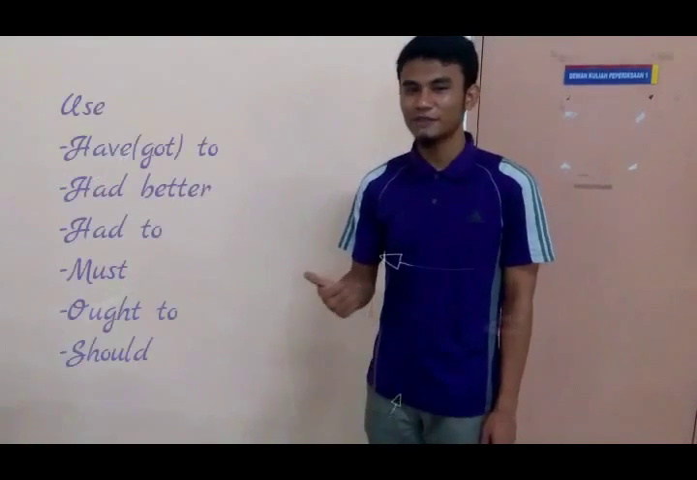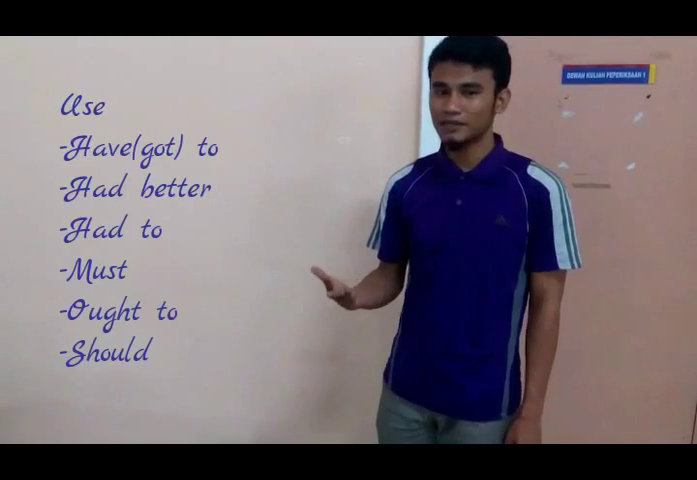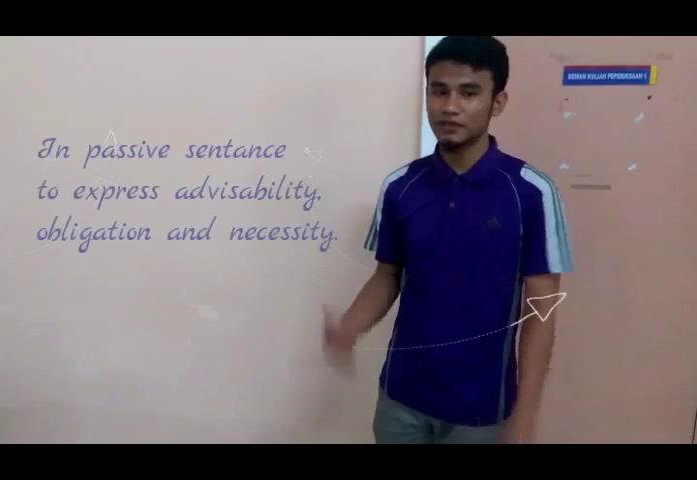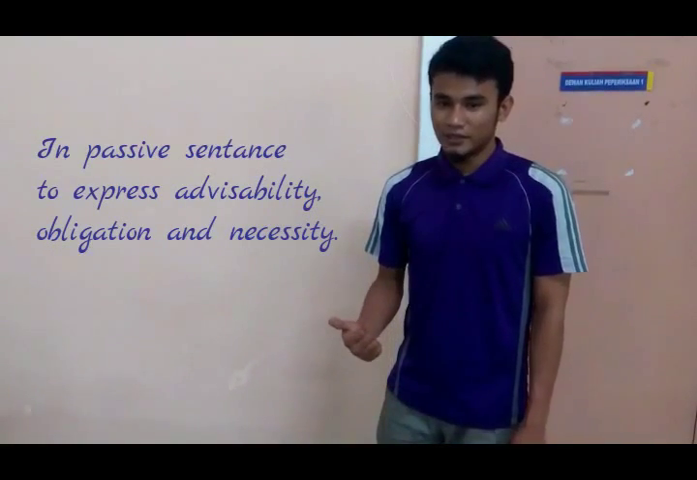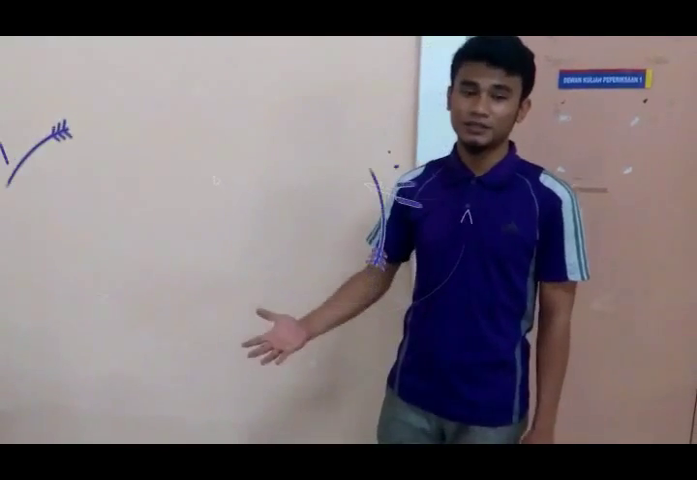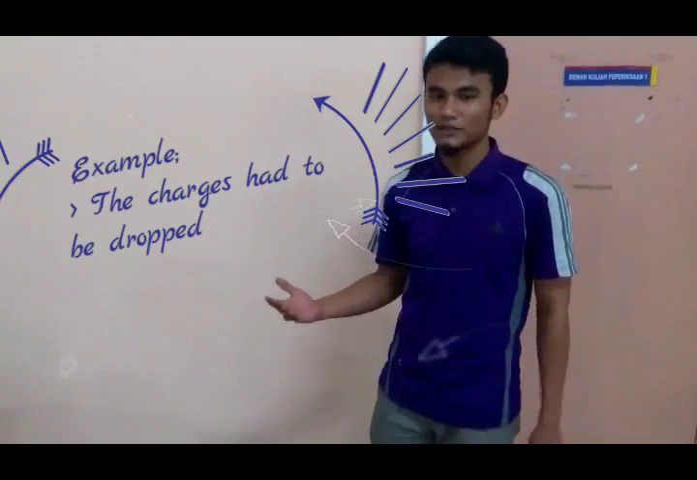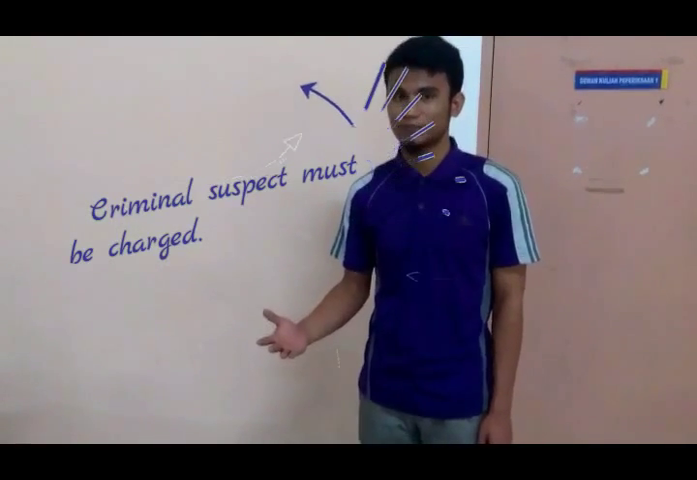Next, use have to, had better, had to, must, ought to, and should in passive sentences to express admissibility, obligation, and necessity. For example, the sentence is: The charge had to be dropped. Criminal suspects must be charged.